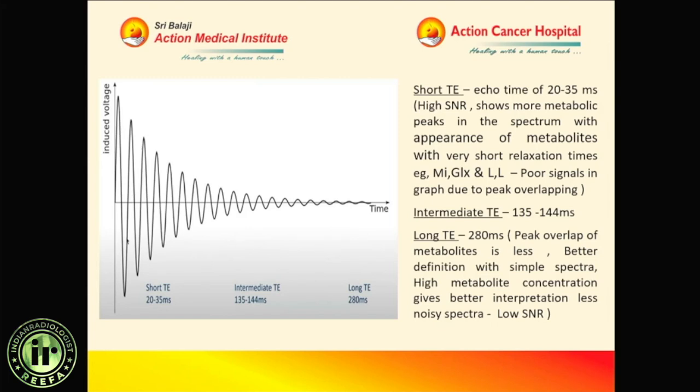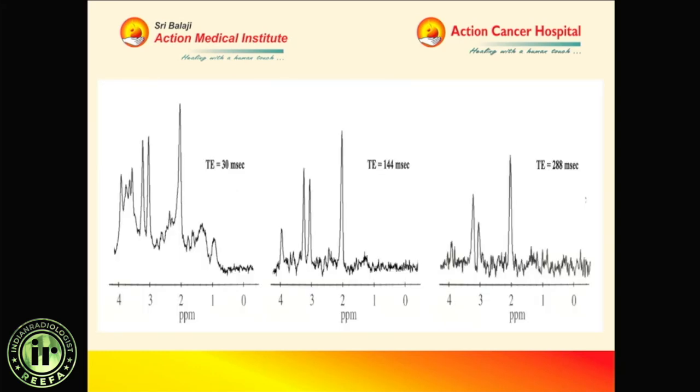Well, the answer is that at intermediate and long TE, the graphs we get are of the metabolites which are very high in concentration. When we see the graph, intermediate and long TE gives us a better view, we can see them better. The baseline is very clearly defined. Only metabolite peaks which have a very high concentration can be seen.